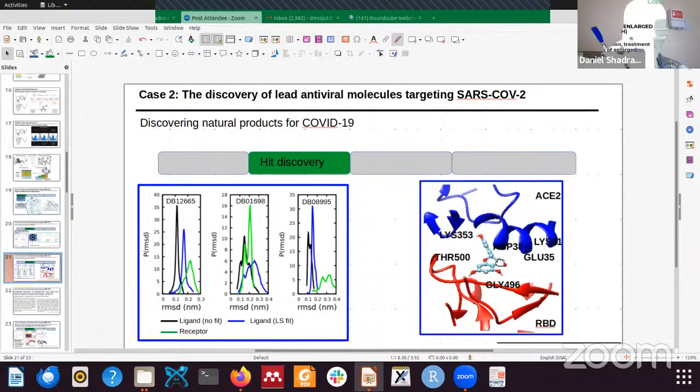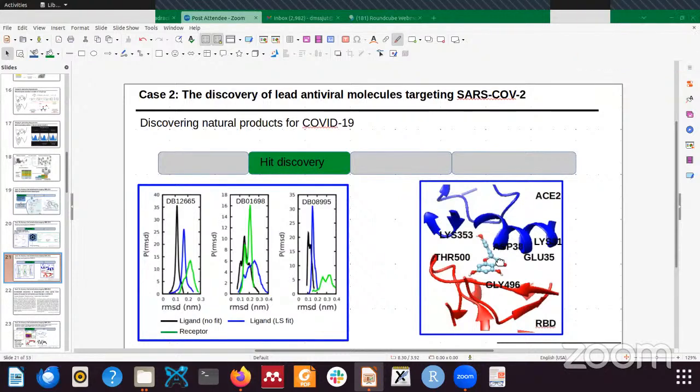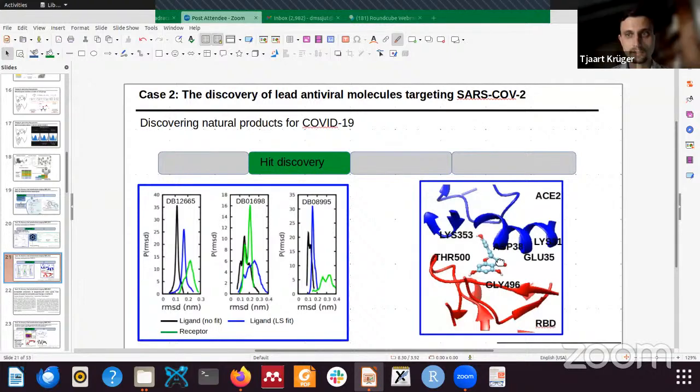Yes, the last question was about, did you use DFT calculations? No, we haven't used DFT calculations here, but I know that it is a tool and technique that can be used. In my group, we don't use it and we have not used DFT.